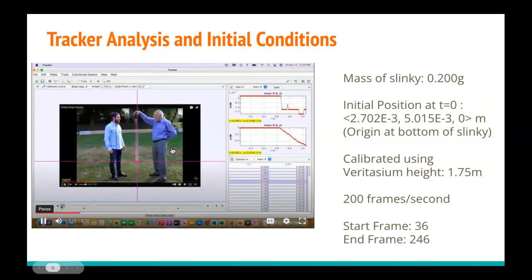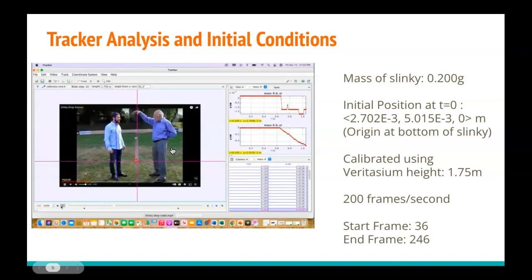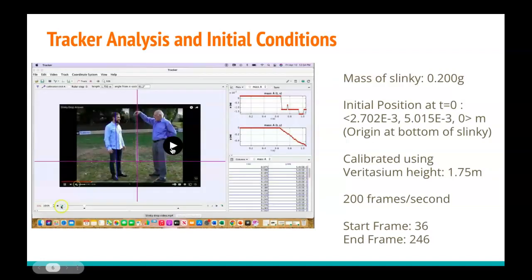Here is the Tracker analysis along with the initial conditions. The mass of the slinky is 0.2 grams, and the initial position of the bottom of the slinky was found using Tracker and is listed here on the slide. Tracker was calibrated using the man's height of 1.75 meters, and the frame rate was 200 frames per second.